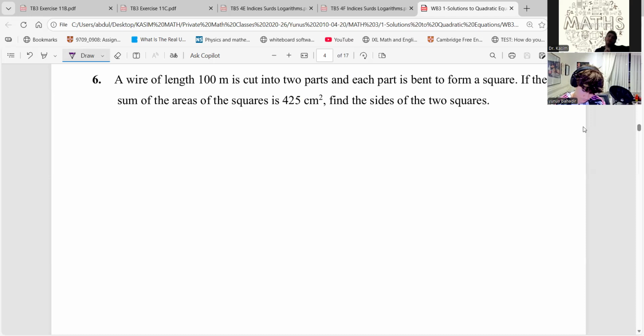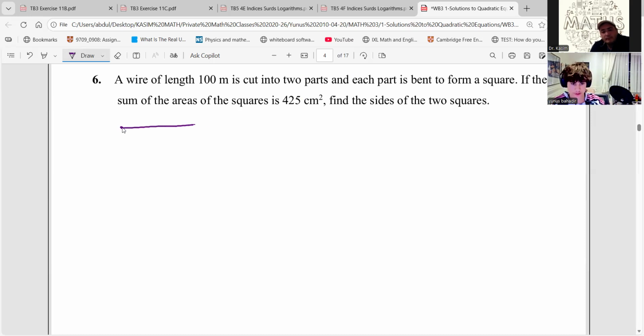Are you already solving, Yunus? One second. I have two equations. I don't know what to do. Why two equations? Well, I have the original area, x squared plus y squared equals 425, so I did x and y. And then I have x plus y equals 25, because the four sides of the first one and the four sides of the second one equal 100.